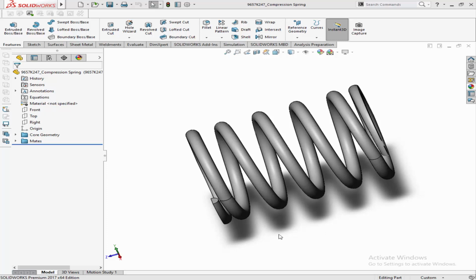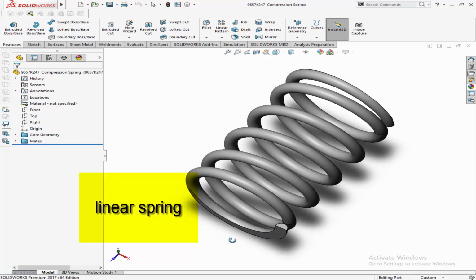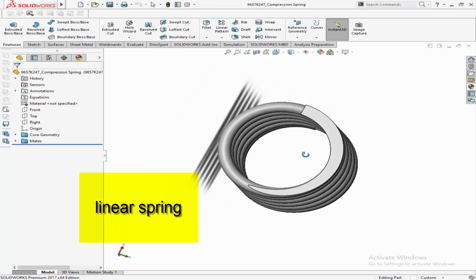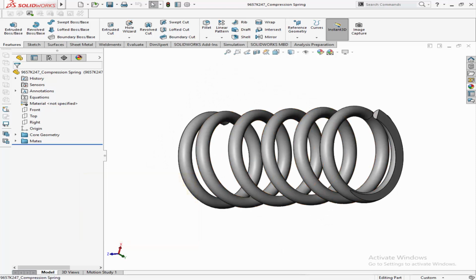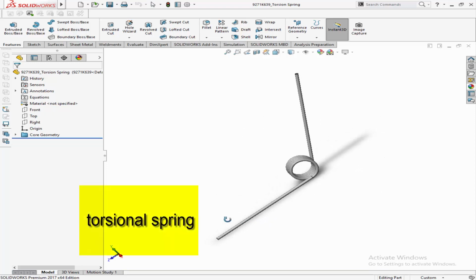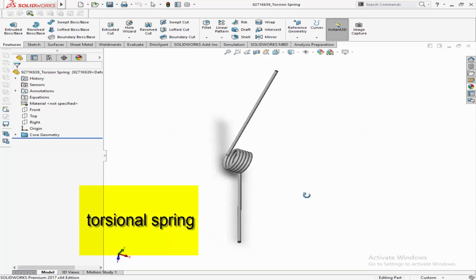Welcome to this tutorial on Introduction to Springs in SolidWorks Motion Study. Today, we'll explore both linear and torsional springs in your motion analyses. Springs are essential in mechanical systems. SolidWorks Motion Study provides tools for simulating both linear and torsional spring dynamics.